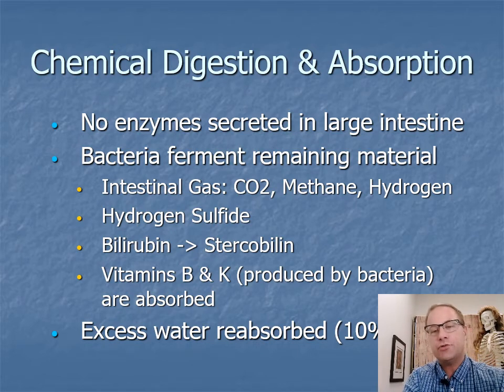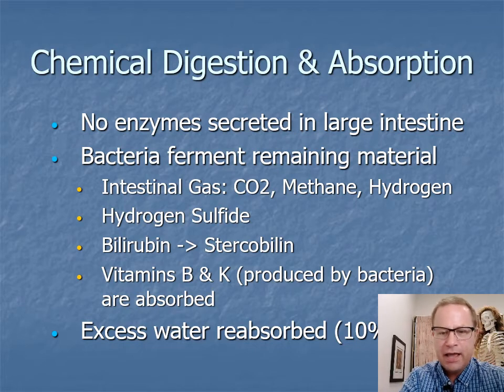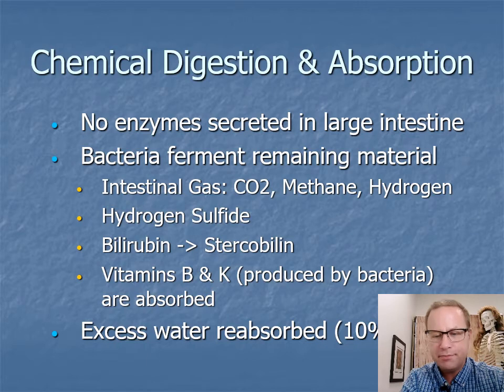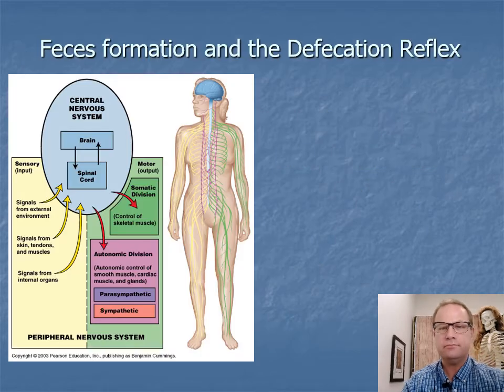Now, during the transit of the large intestine, the bile that was moving through our large intestine has now been converted into stercobilin. So it goes from a green coloration into a brown coloration. And then vitamins B and K are produced by bacteria and absorbed by the simple epithelia of the intestines. And so the excess water, the remaining 10% that we can get out, is pulled out. Now, is feces completely dry? No, it's actually still fairly moist in most cases, but we get as much water out as we can.